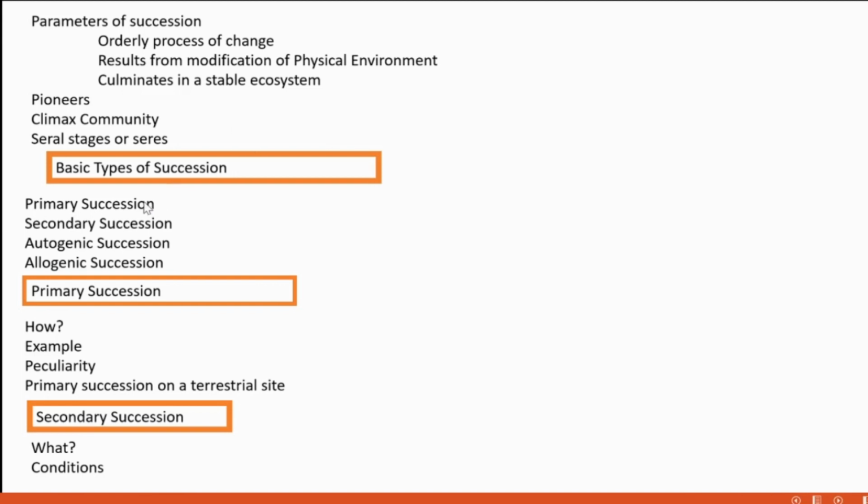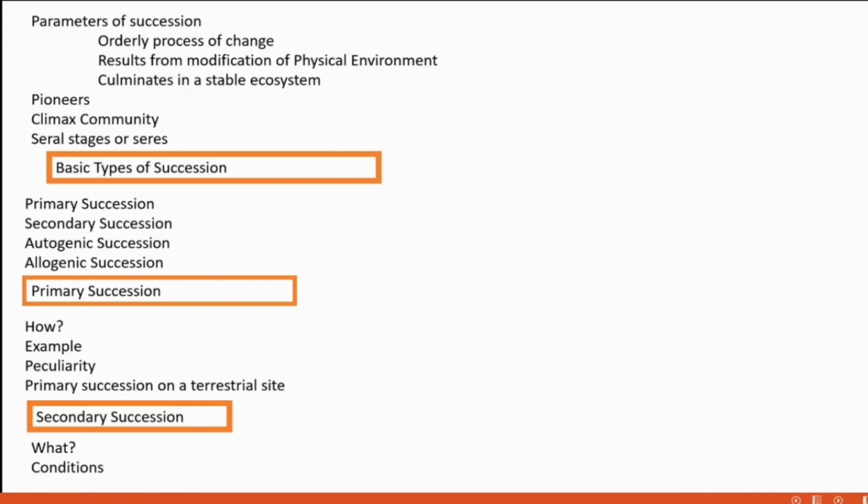Then basic types of succession. They are primary succession, secondary succession, autogenic succession, and allogenic succession. First we are going to see primary succession. What is primary succession? Primary succession means a community forming in a place that is not previously occupied by any type of organism. It is totally sterile. If a community starts to originate from such a substratum or environment, that type of succession is called primary succession, because it begins from an unfavorable condition.